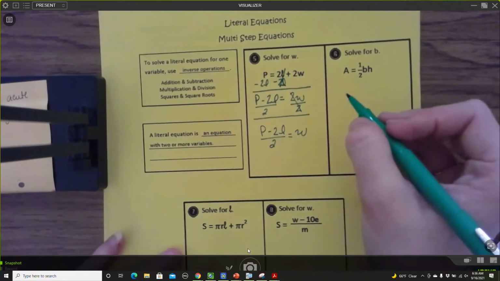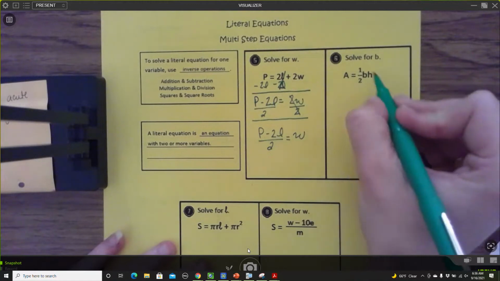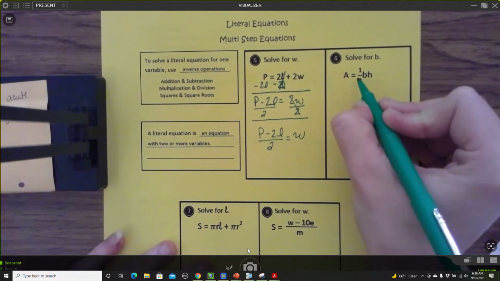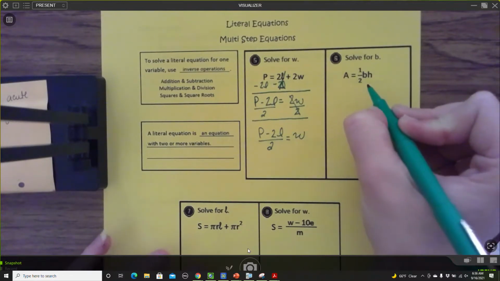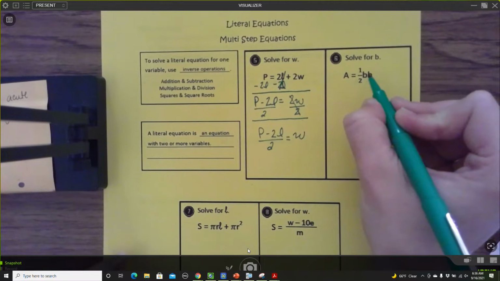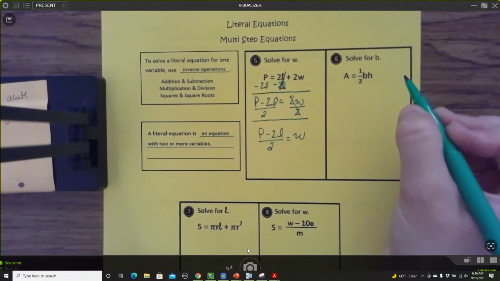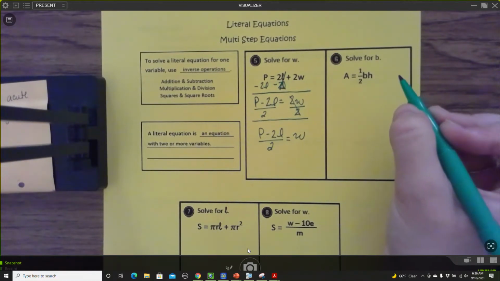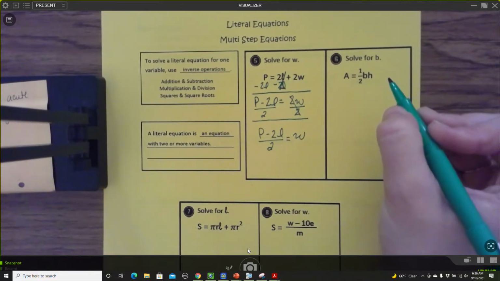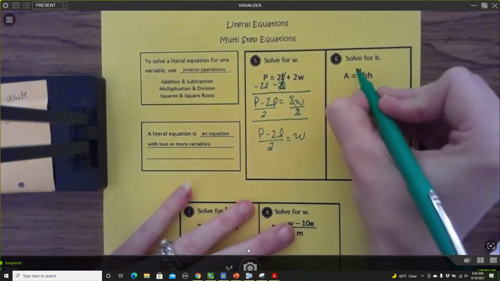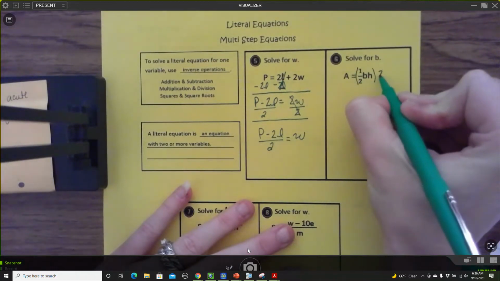All right. On the next one, it says solve for B. So I need to get everything away from B. What's being multiplied by B is the 1/2 and the H. I'm going to move the H first. Actually, I'm going to rewrite this. Trying to figure out the best way to show y'all how to do this one. So let's get rid of the 1/2. I can multiply both sides by 2.